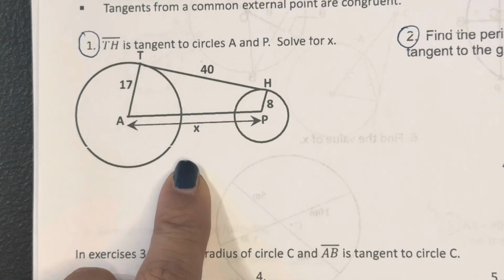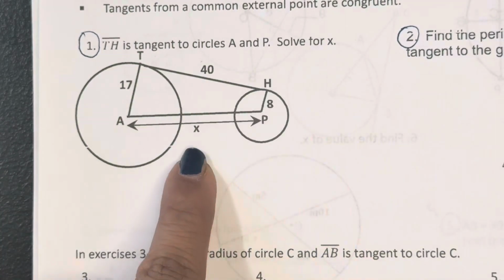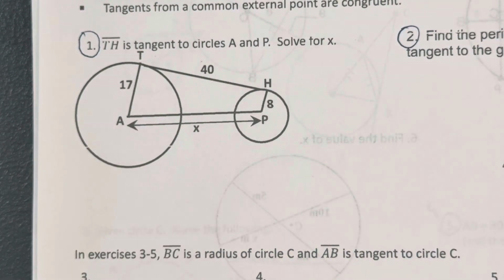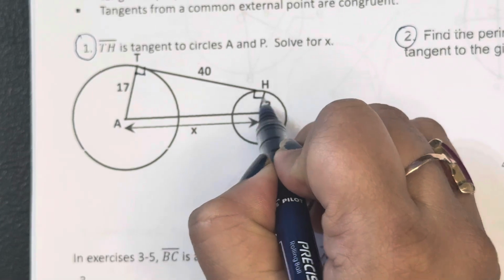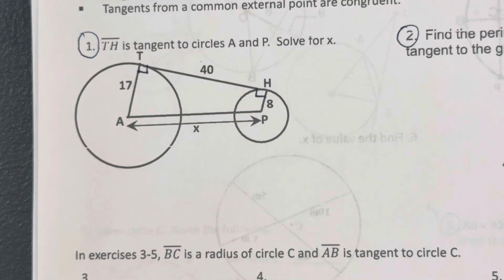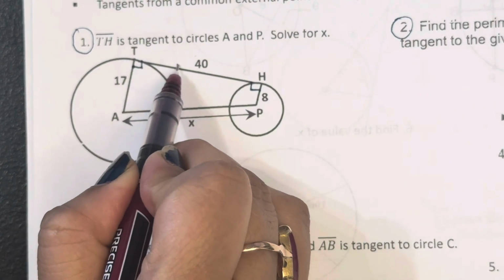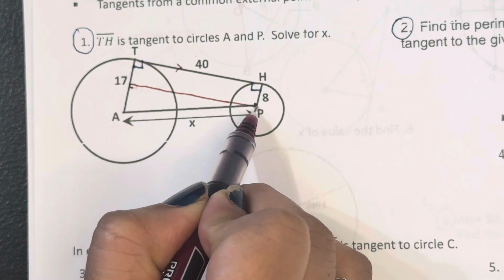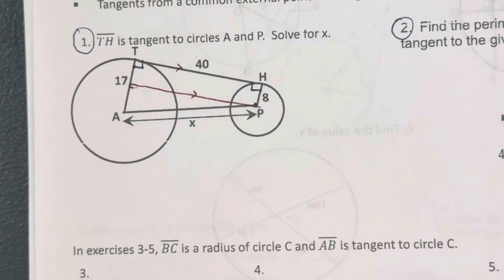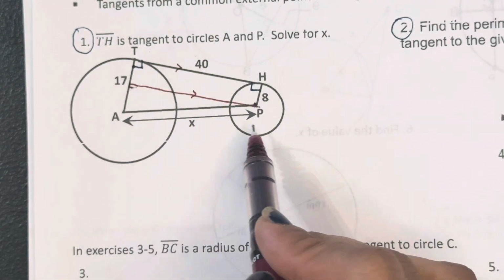Okay, starting with this question, TH is a tangent and you have to solve for x. For this kind of question, if you remember the property of tangent, the radius and the tangent are always 90 degrees. So you have to make an auxiliary line which will be parallel to this line and passing through this center. That way this quadrilateral will form a rectangle.